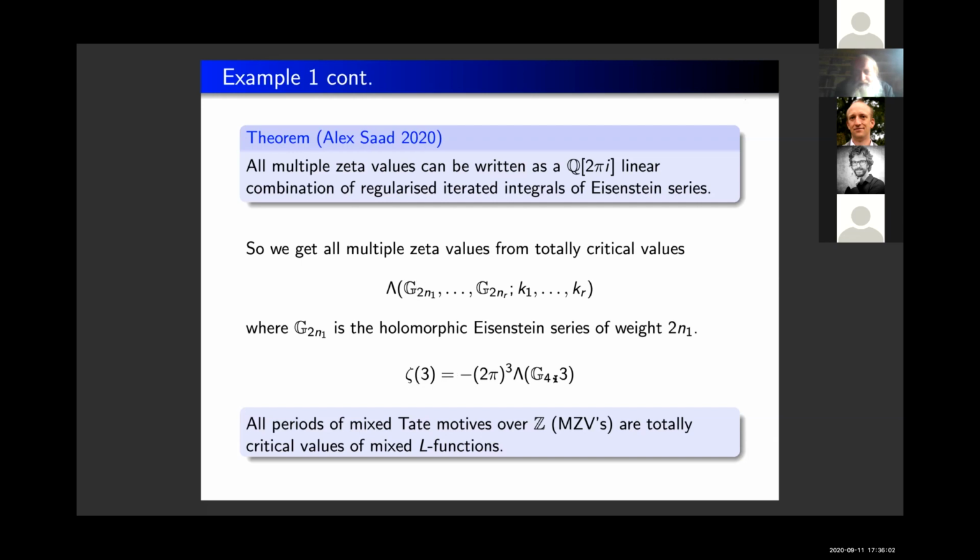So here's an example. Zeta of 3 is, as I'm sure many of you know very well indeed, an Eichler integral of an Eisenstein series of weight 4. I think this goes back even to Ramanujan. So that's a prototype, and Alex has shown that this is true for all multiple zeta values. So the first test has been passed. We have managed to construct all periods of mixed Tate motives over Z, also known as multiple zeta values. We have managed to capture them as totally critical values of mixed L functions. So that's a bit of hope.